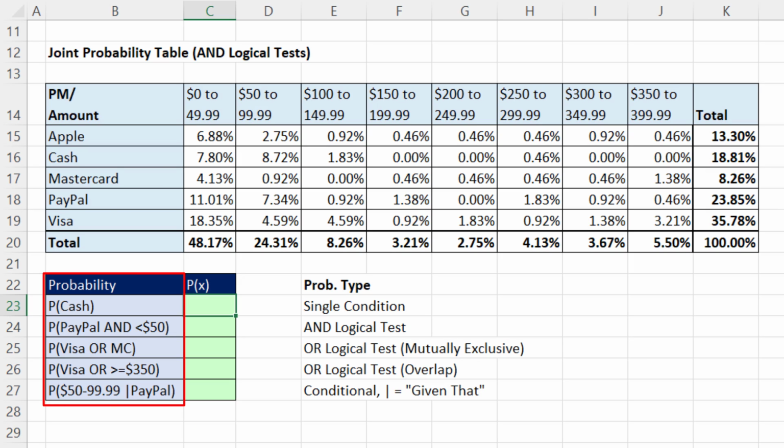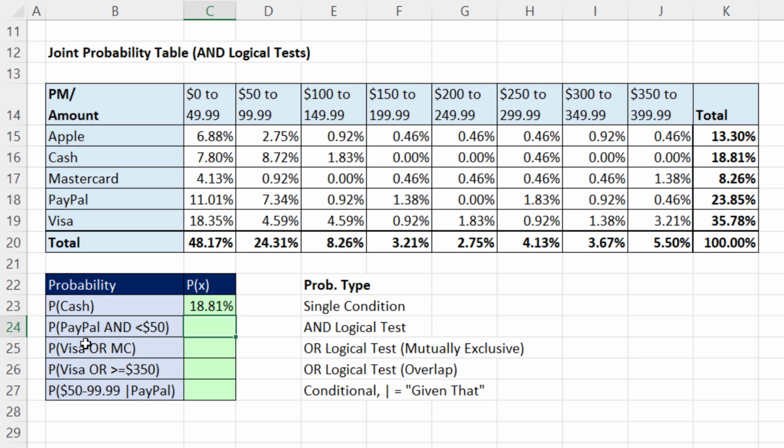Now, here's some very common probabilities. We have a single condition probability, an AND logical test, an OR logical test where the categories are mutually exclusive, an OR logical test where there's some overlap, not mutually exclusive, and a conditional probability. So let's start with probability of someone spending cash equals, I just go and find the percentage, it's in the margin. Single condition logical tests are in the margin.